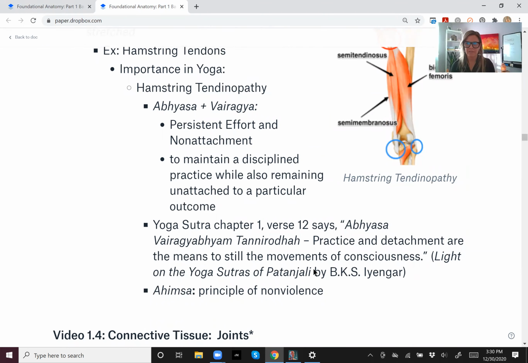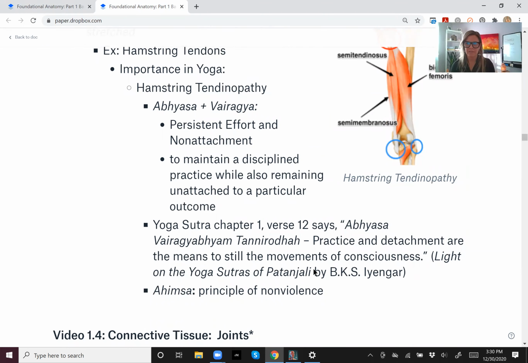So a lot of us want to be able to stretch and touch our hands to the floor or touch our toes, or when we're in our seated forward fold, we really want to be able to reach the toes in front of us. And what we can sometimes do is go beyond the actual ability of the stretch of the muscle, and we can create irritation or a tear in that tendon.